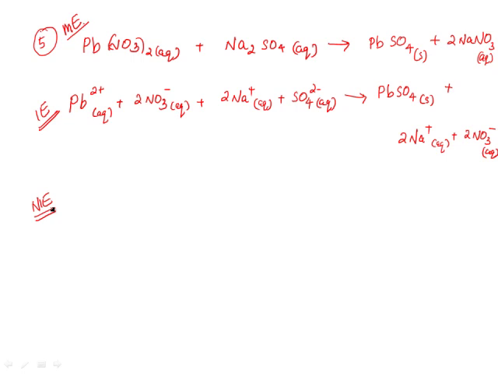So what are spectator ions? How do you identify them? Ions existing on both sides, exactly as they are. So check one by one. Pb2+ (aq). Do you have Pb2+ (aq) on both sides? No, you don't. 2NO3-. Yes, you do. So you have to cross that out, both sides. How about 2Na+? Yes, cross that out. And SO4 2- is not there.